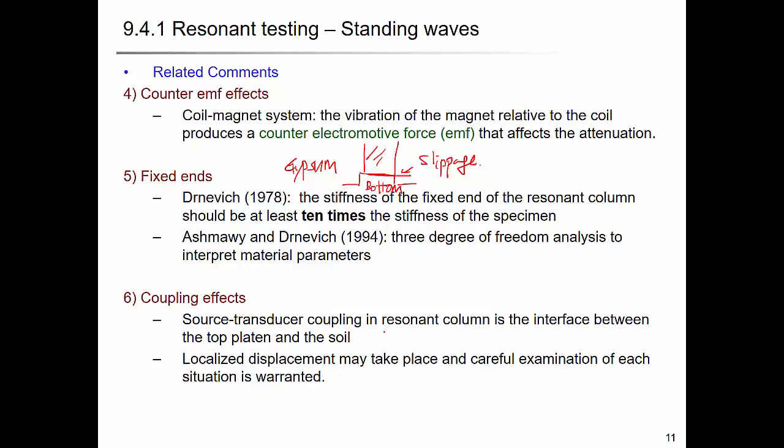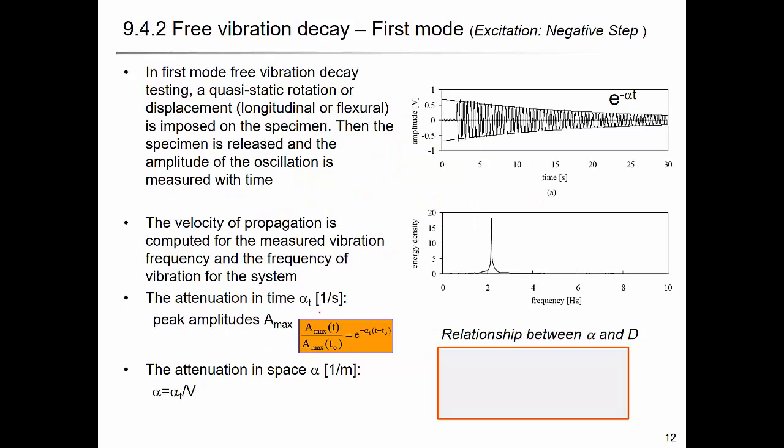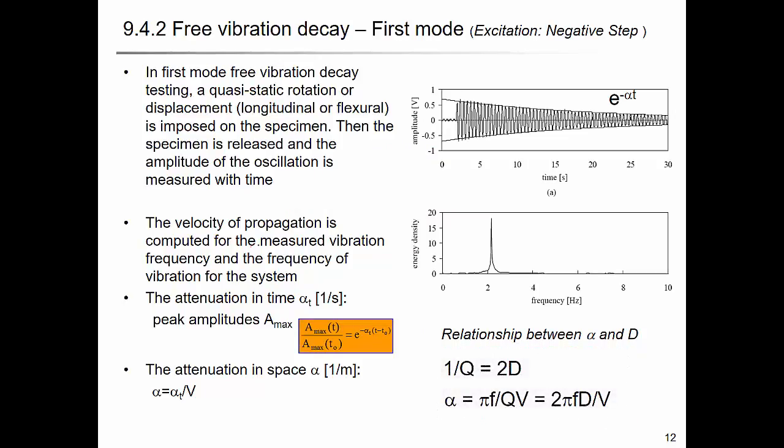Source transducer coupling in the resonant column is the interface between top platen and the soil. And free vibration decay, I think we've done that. So in the first mode, free vibration decay testing, a quasi-static rotation or displacement is imposed on the specimen. Then the specimen is released. The amplitude of the oscillation is measured with time.